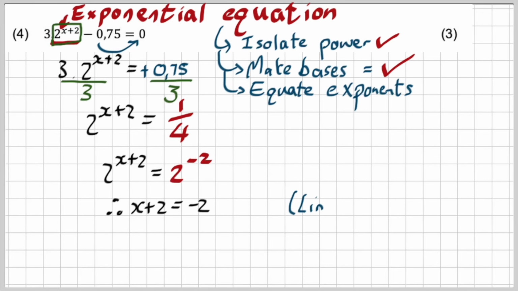Therefore, I'm now sitting with a linear equation where I've got to make the x the subject. Okay? Making x the subject, so I'm going to take that plus 2 to the other side, and I'm going to be left with x equal to negative 4. And I've got only one possible solution.